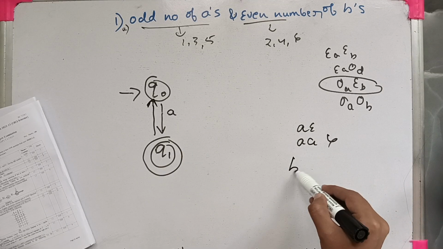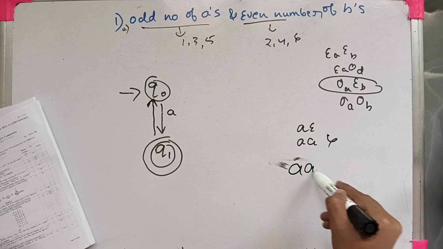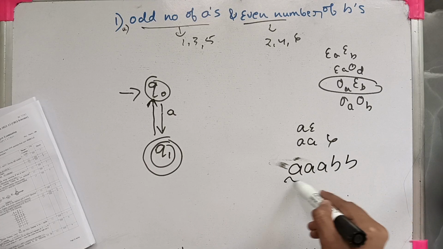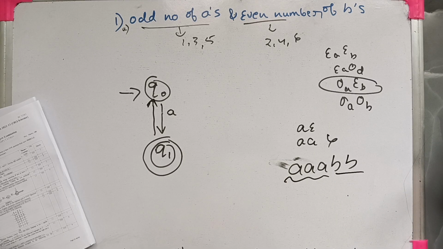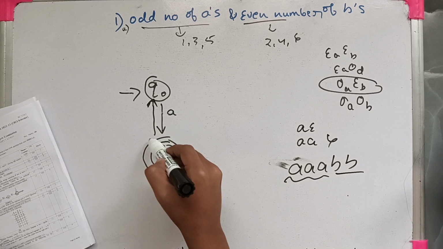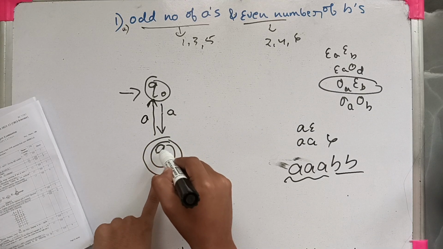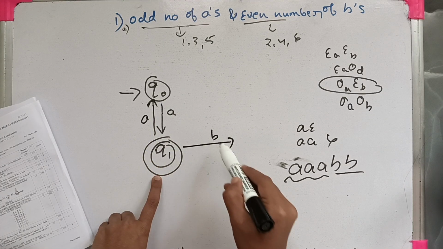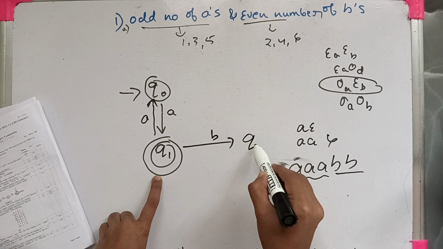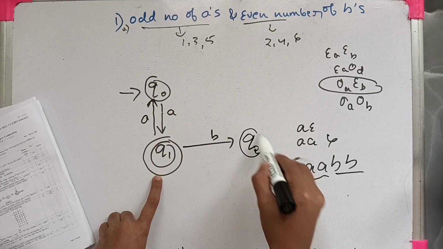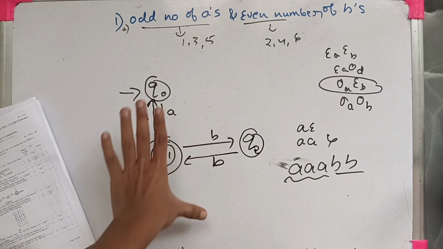Next, suppose it is like A, B, B. Then here also an odd number of A's is there and an even number of B's are there. So 1, 2, 3. Okay, odd number of A's is accepted. Then what about B? It needs to be accepted, right? I write here Q2. Okay, then here is an accepting state.